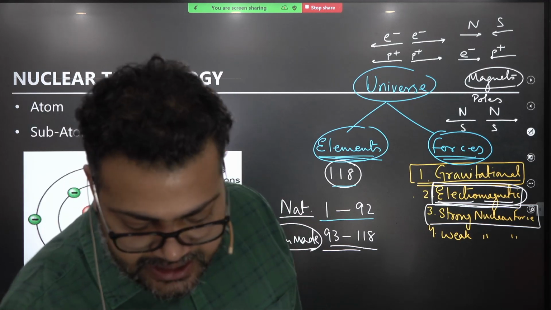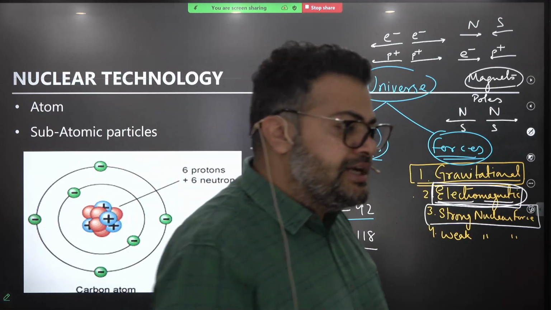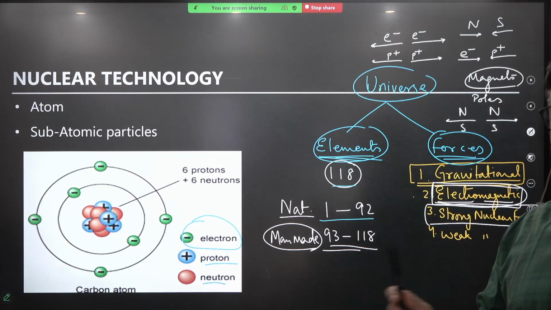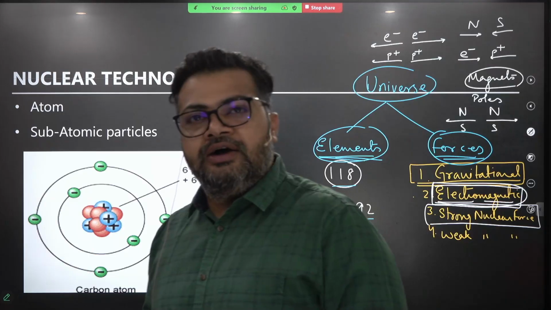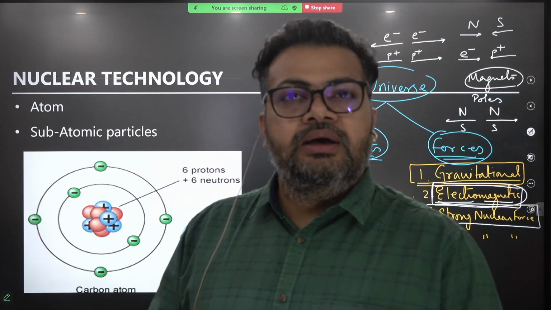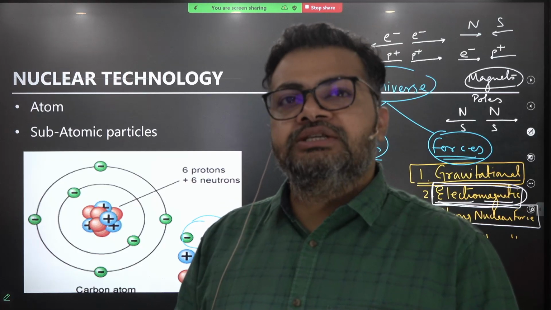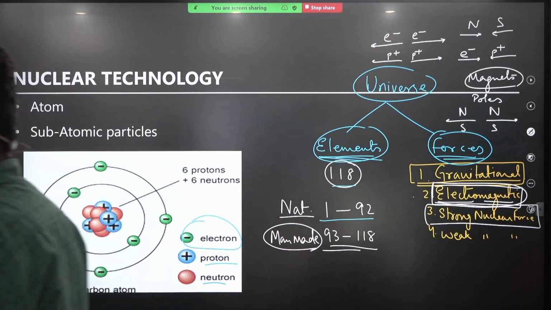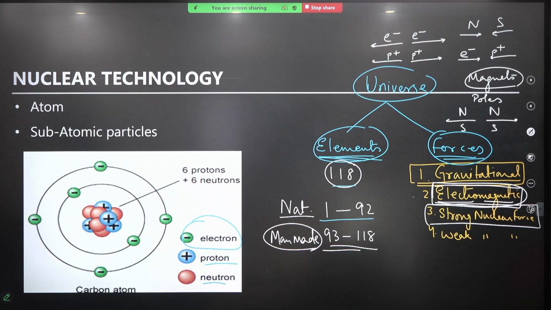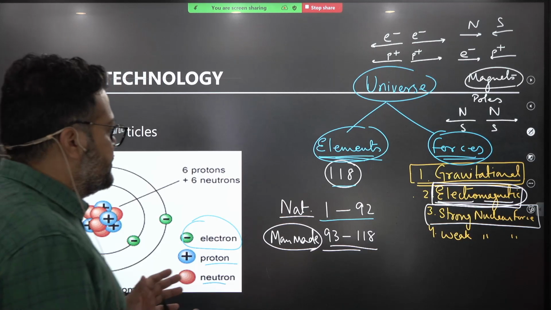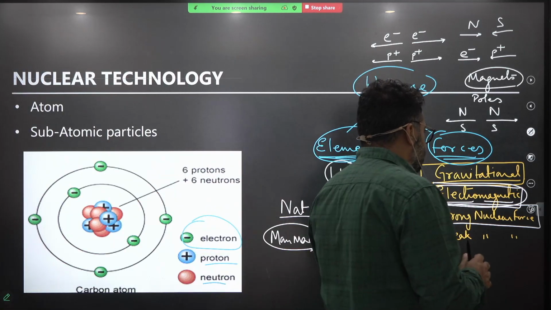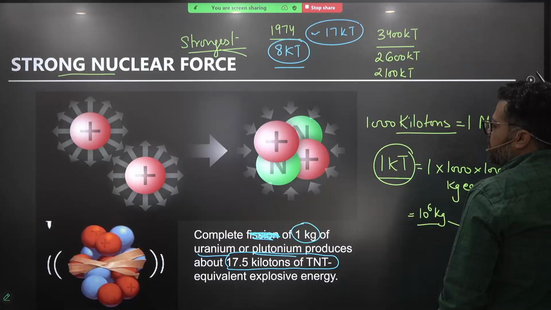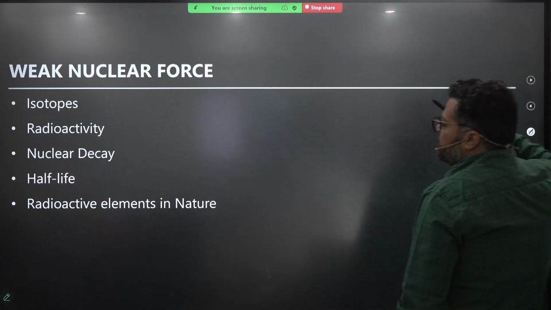Got it? And guys, under electromagnetic force, write down the fourth point. Electromagnetic force, it is the second strongest force in nature. So after strong nuclear force, the second strongest force in nature is electromagnetic force. I hope all of you guys are able to understand. So these are the forces: gravitational, electromagnetic, and strong nuclear force. Now guys, I hope all of you have understood strong nuclear force, and now let's talk about weak nuclear force.